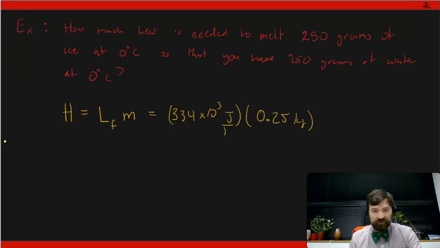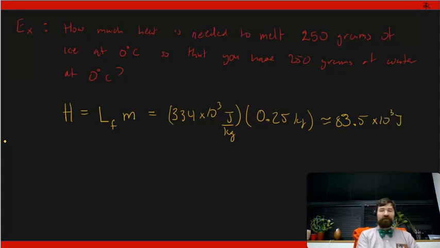This is joules per kilogram, which is why we need to convert the units. So 334 times 0.25 is 83.5. So this is roughly 83.5 times 10 to the 3 joules. And that's roughly how much heat you'd have to add to the ice to get it to all melt and end up as water at the same temperature.